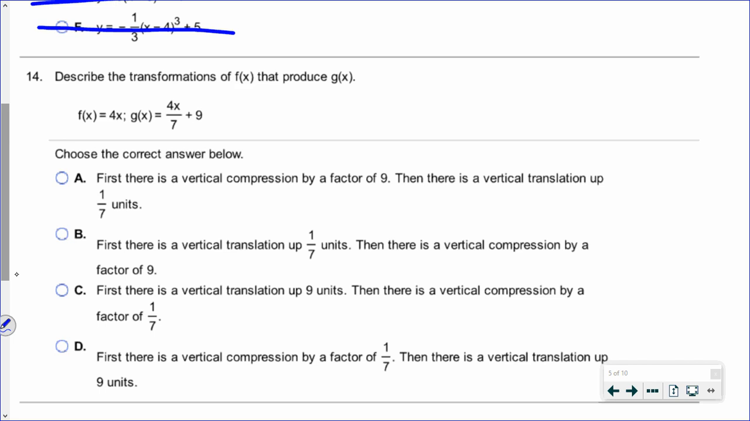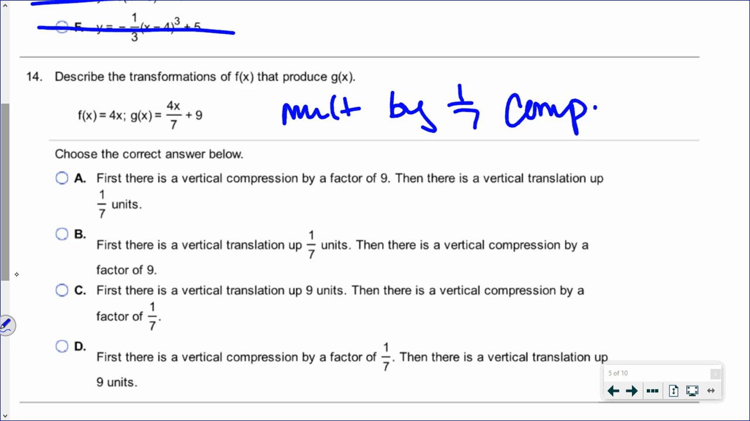So what did I do first to go from 4x to 4x over 7? Why are you saying compressed? I know I'm multiplying by 1/7. 1/7 is a fraction, so therefore, since it's a fraction between 0 and 1, that is a compress. So I know that first I get a compression.